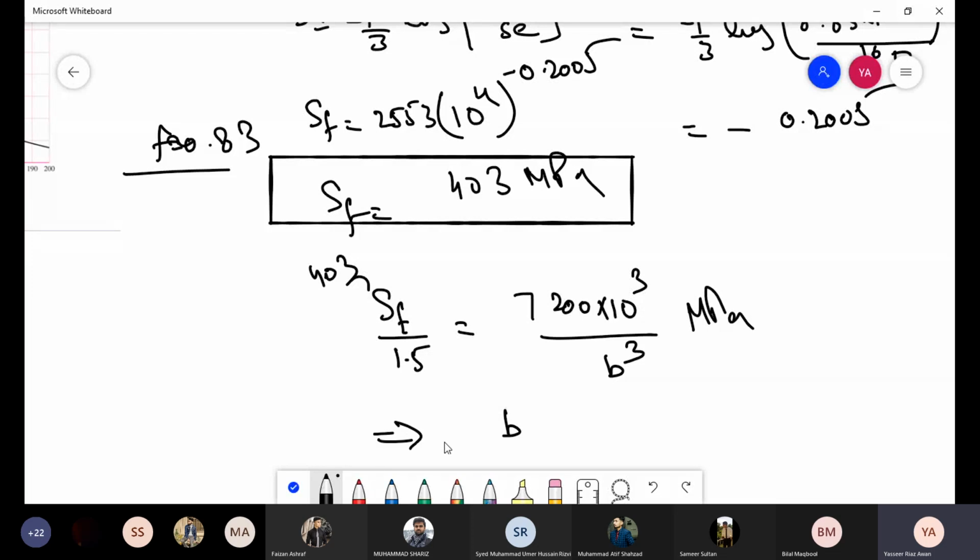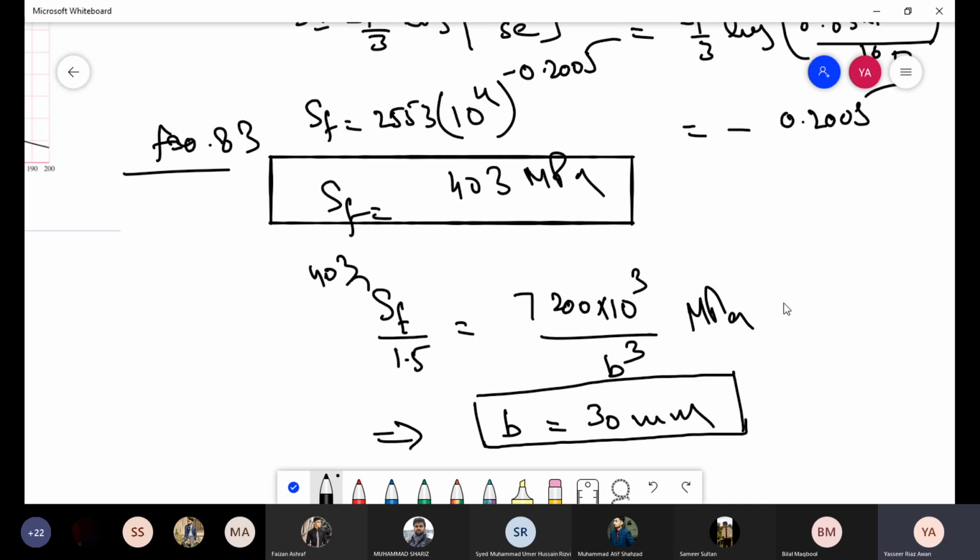So this gives you about 29.9. So we round that up to 30 millimeter. So that is cross-sectional size 30 by 30. That would be probably safe for this case.